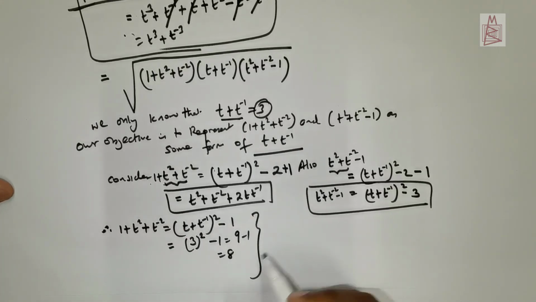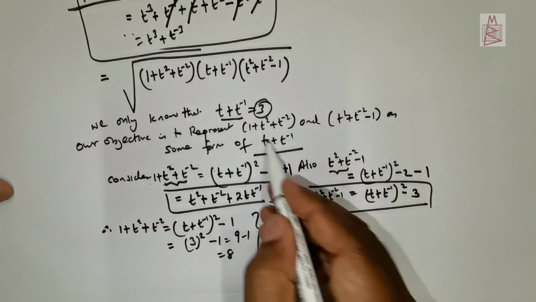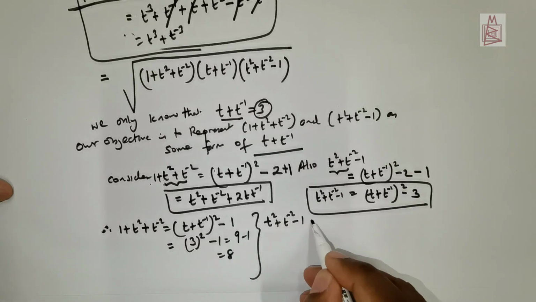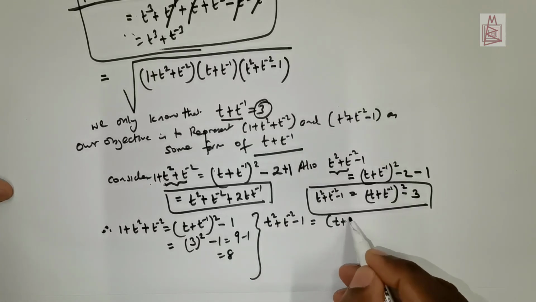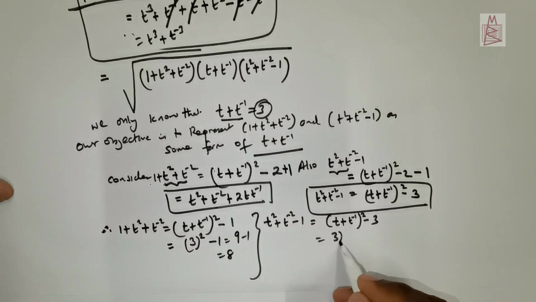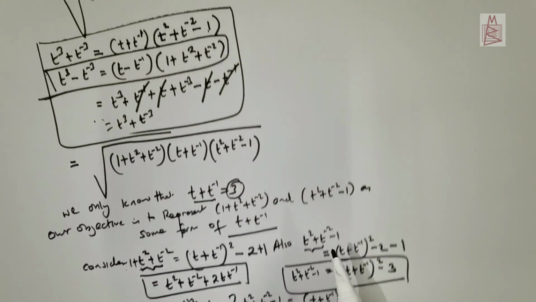So this I have got, followed by the other quantity. That's going to be t^2 + t^(-2) - 1, rewritten as (t + t^(-1))^2 - 3. This is equal to 3^2 - 3, which is 9 minus 3, equal to 6. So I've got a value.